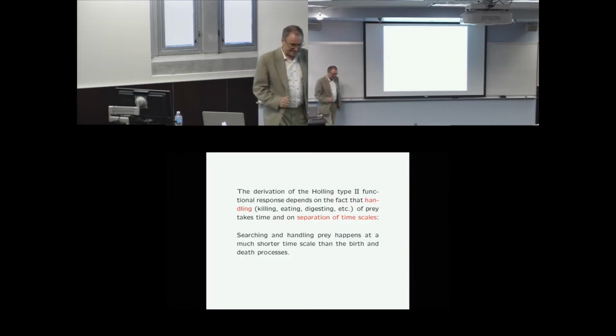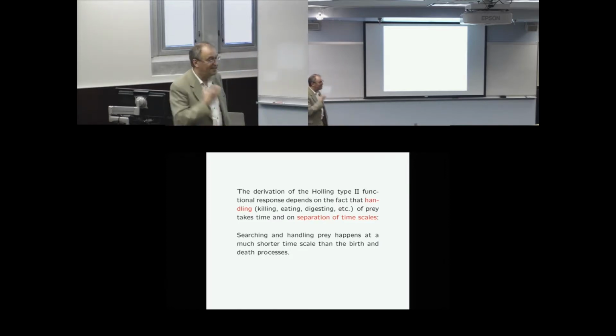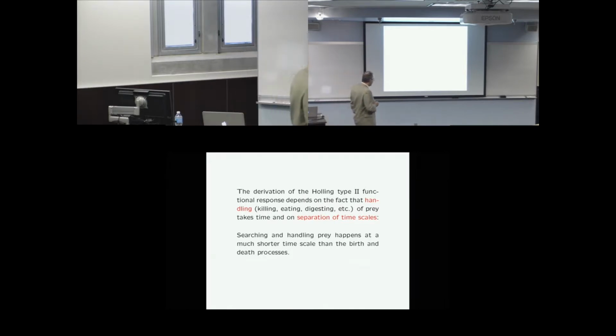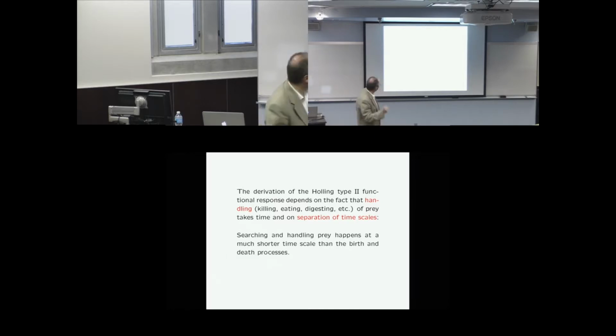So let's, just as a warm-up, look at the Holling type 2, which might be familiar to most of you, because the ideas are already here. The Holling type 2 functional response depends on the fact that handling the prey takes time. You have to find it, you have to kill it, you have to consume it, you have to digest it, and so on. And then also a separation of timescales, because this foraging, handling of prey, and so on, are rather fast events compared with population dynamical events like giving birth and dying. And so they happen at a much shorter time scale.